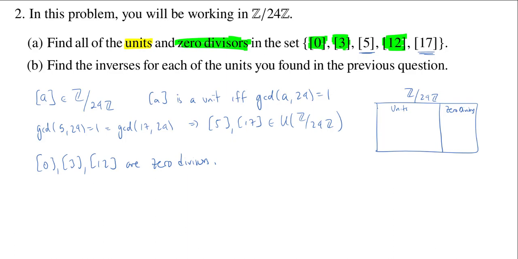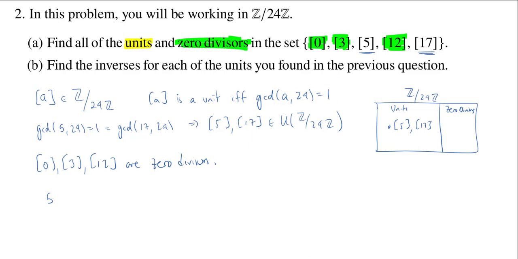Okay, fine. Next bit, find the inverses for each of the units you found in the previous question. So we found 2 units, right? So we had 5 and we had 17. And because they're units, that means they have an inverse. You can multiply by another class and get the class of 1. So how do we do that? Well, let's just start taking, say, 5 and looking at its powers modulo 24. That's usually the easiest way to do this.